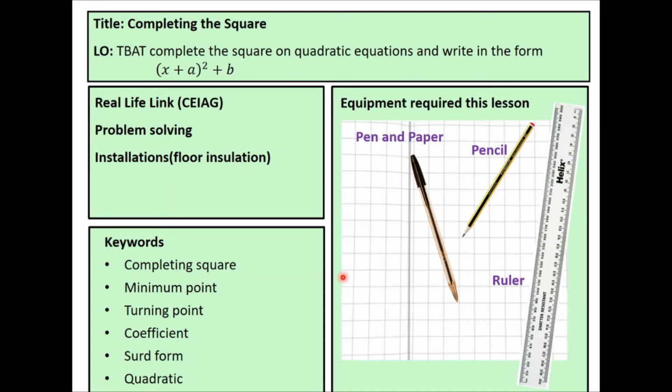This lesson is on completing the square and being able to write quadratic equations in this form. You've also got your equipment that you need for this lesson so that you can complete some of the examples and also the main task at the end. Some of these keywords that you've already come across, things like the coefficients and leaving the answers in surd form.